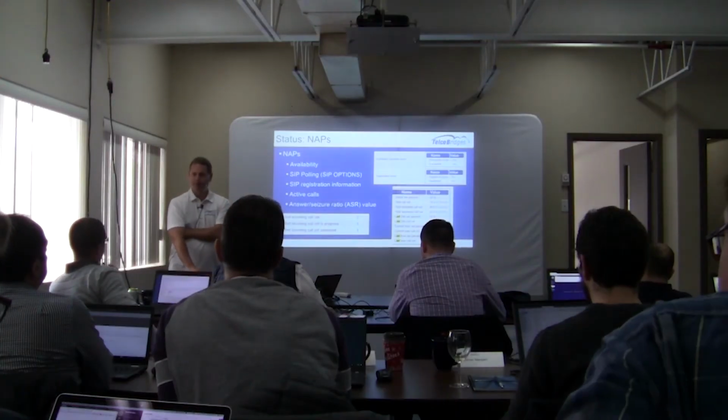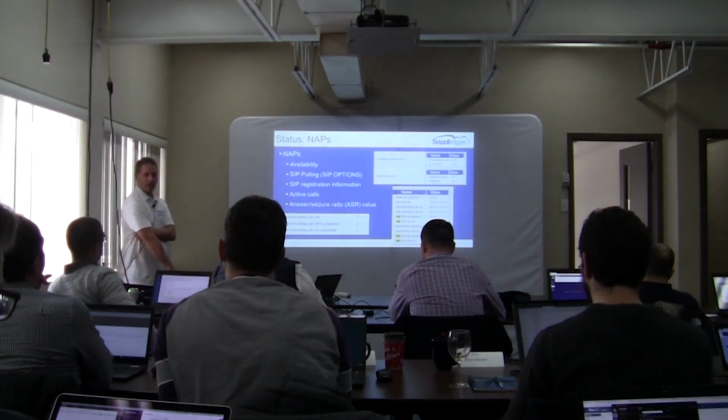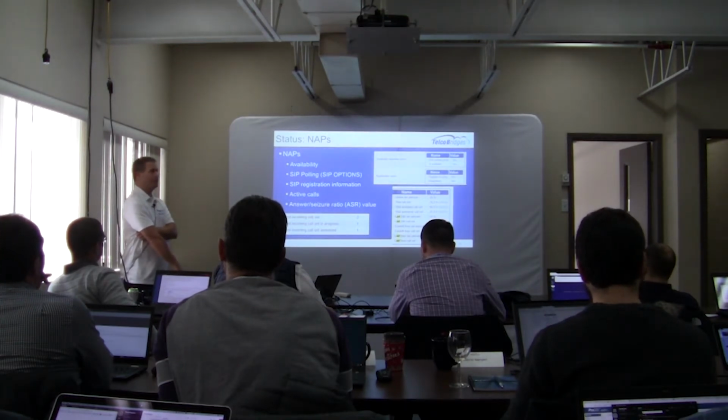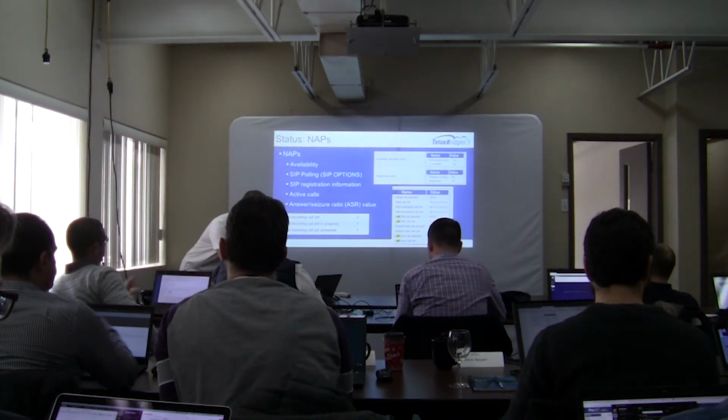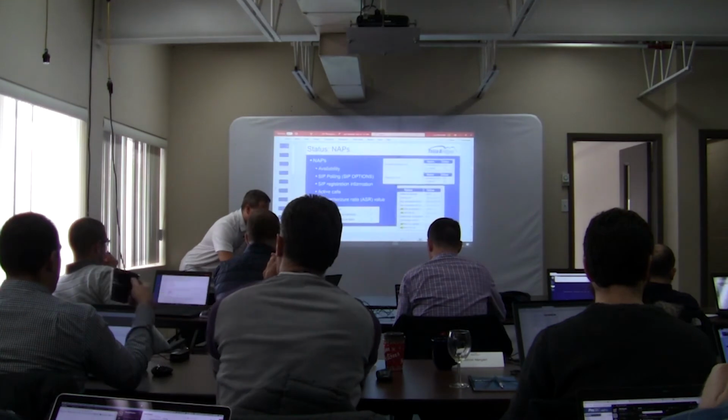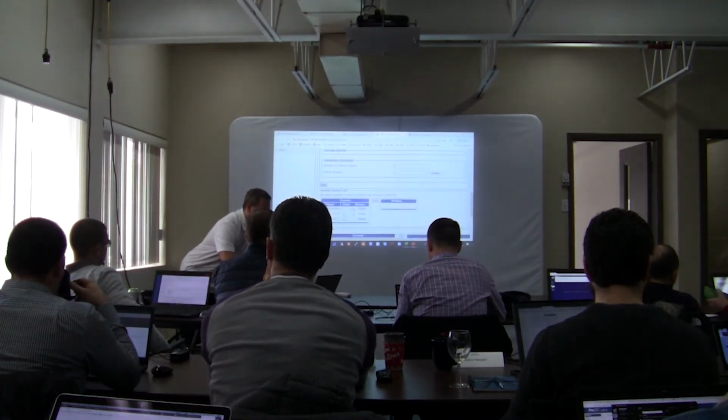Can we see the maximum number of simultaneous calls there has been on the NAP? I need to look at NAP. Let me check. You can see it across all the NAPs, but just one NAP? Oh no, you don't see it? What, just one NAP? Okay, wait a second.